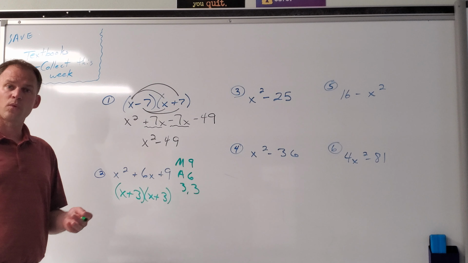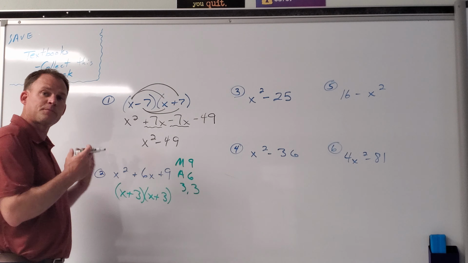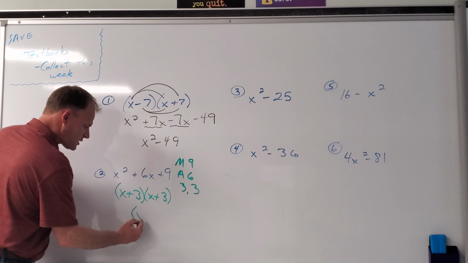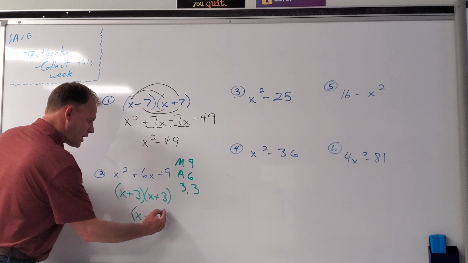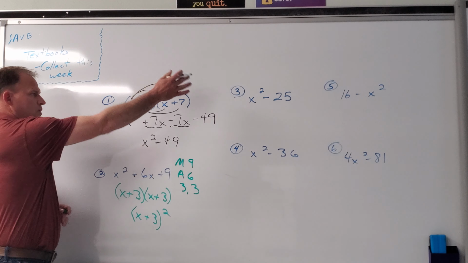So we write x plus 3 and x plus 3. If it's the same thing twice, it's x plus 3 times x plus 3. That's x plus 3 times itself. So you will see this written as x plus 3 squared, since it's the same thing twice. All right? All right, so now let's go to these.